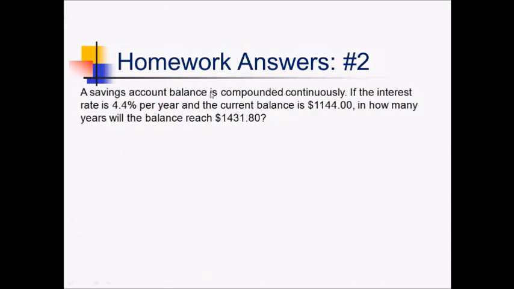For this problem, we have a savings account balance compounded continuously. If our interest rate's 4.4% per year and the current balance is this, in how many years will the balance reach this other number? Since we're compounding continuously, we need to use the PERT formula, f of t equals pe to the rt. So plugging everything in now, we have a target amount, an f of t amount, of $1,431.80.